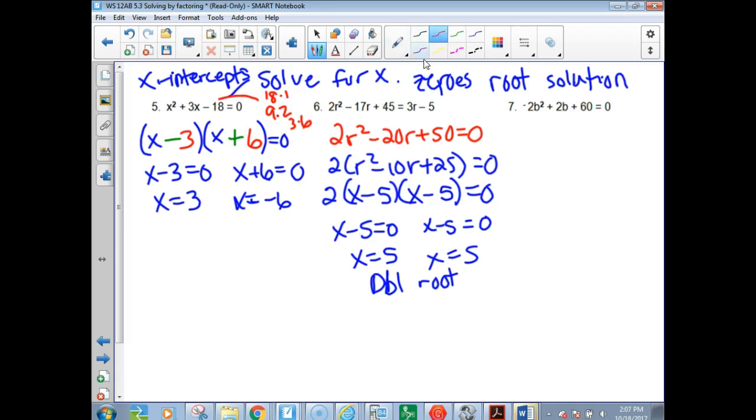Okay, now I'm going to explain to you, and you don't have to write this down at all, but I want to talk to you about this for a moment. If you graphed x minus 5 times x minus 5, this is what it would do. At 5 on the x-axis, it would bounce.